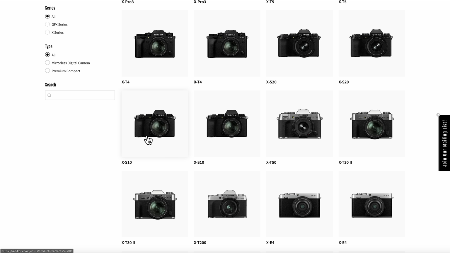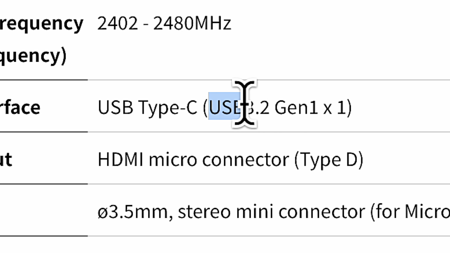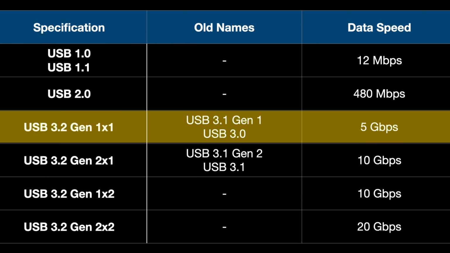But let's now look at an older Fujifilm camera model, the XS10. You'll see that it still uses USB 3.2, however, it is Gen 1X1, not Gen 2, which means you're only going to get the 5 gigabit per second maximum data transfer speed. It can be really confusing out there with all of these different names floating around.